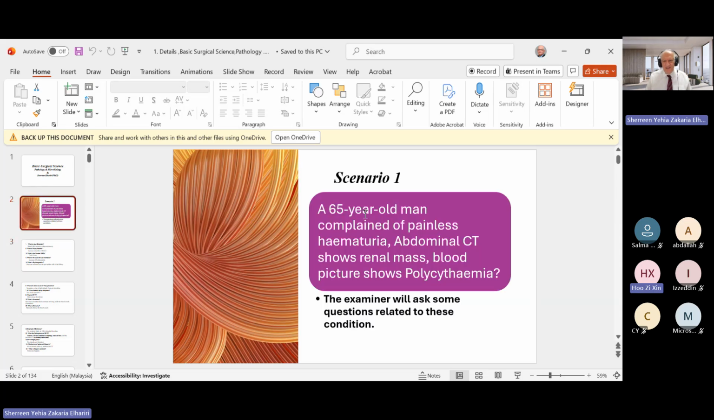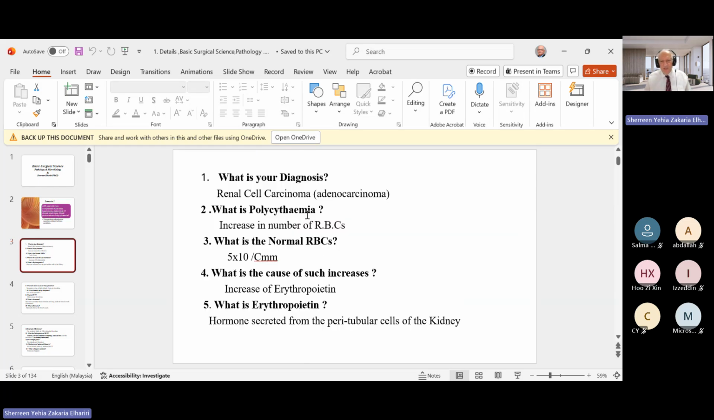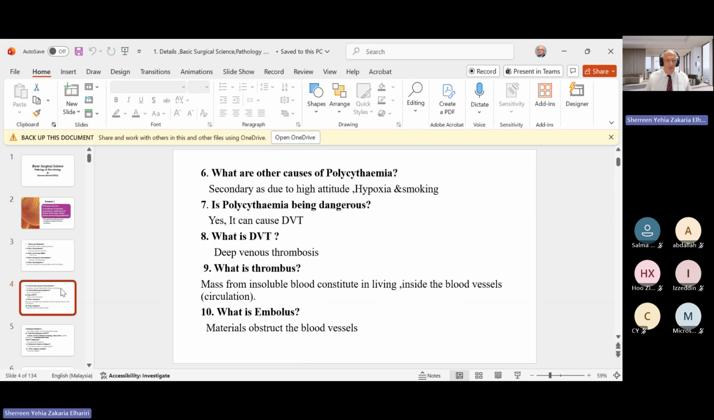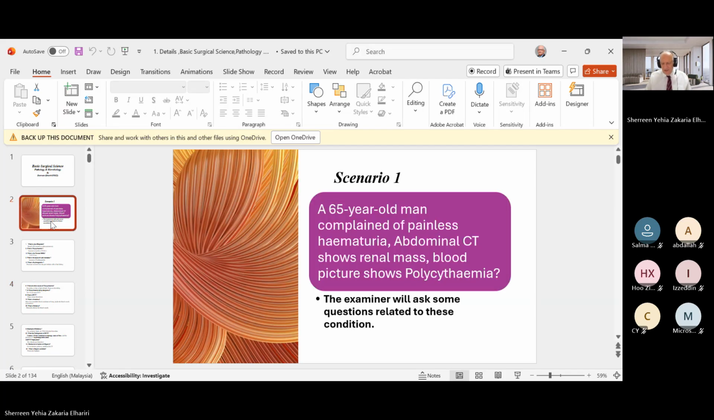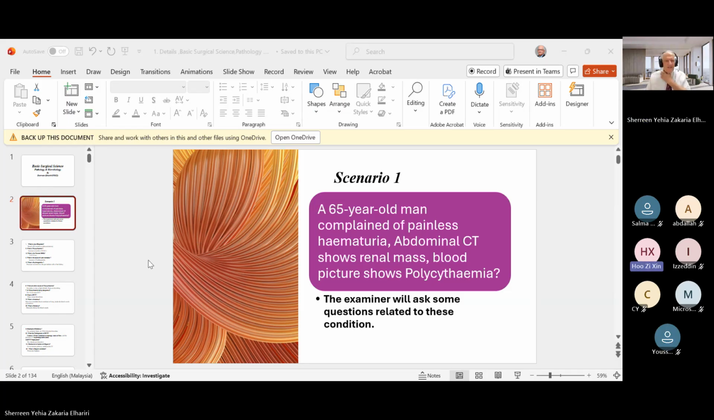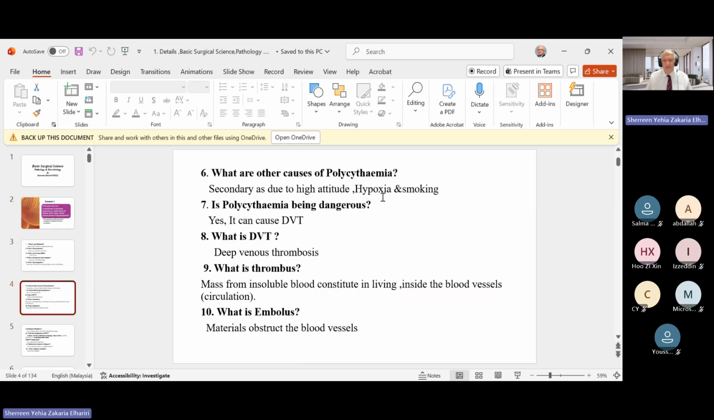So I ask you, what is your diagnosis? It is renal cell carcinoma. The patient has a mass, painless hematuria, and polycythemia. And polycythemia is an increased number of RBCs due to increased erythropoietin. What other causes of polycythemia? Physiological causes: living in high altitude. Yeah, living in high altitude, smoking, and hypoxia. These can cause polycythemia.